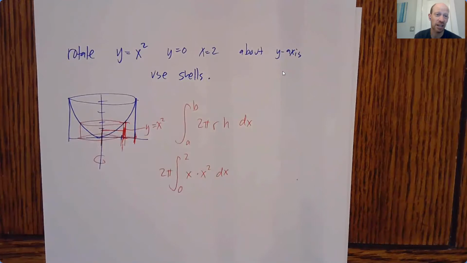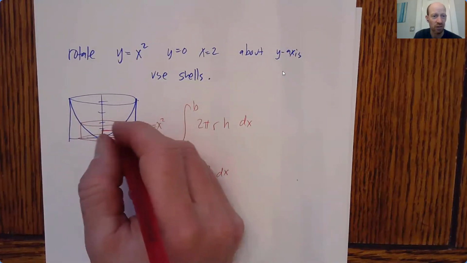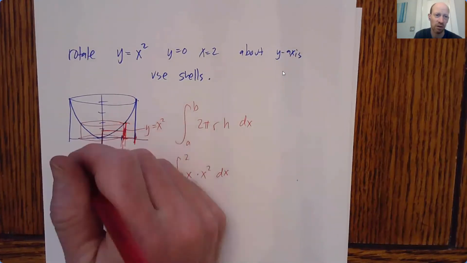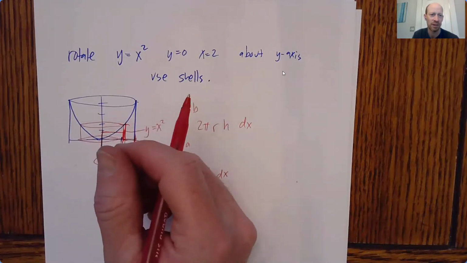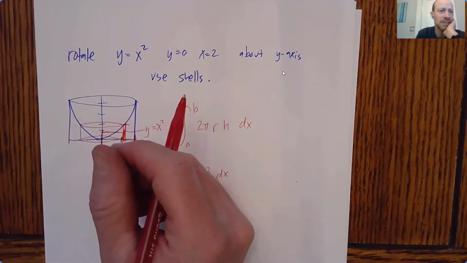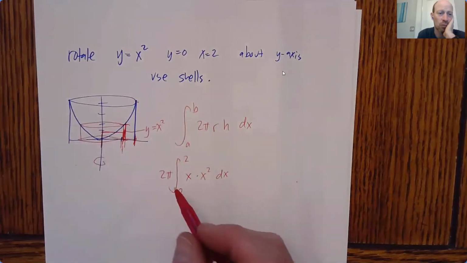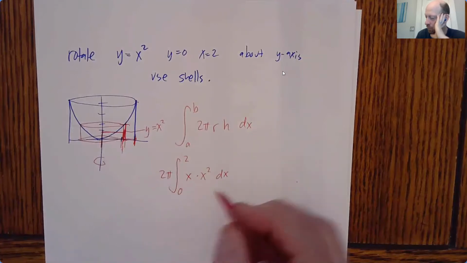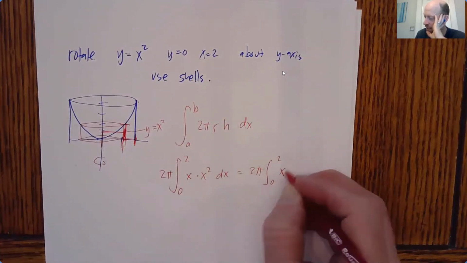This is actually a nicer one to do with shells. If you do it with the disc or the washer method, well, you have to do the washers because you've got holes in the middle. So you have to do one integral minus the other integral. It's not terrible, but it's a little extra work. So that's another way that you can help yourself out. 2 pi, the integral from 0 to 2 of x cubed dx.